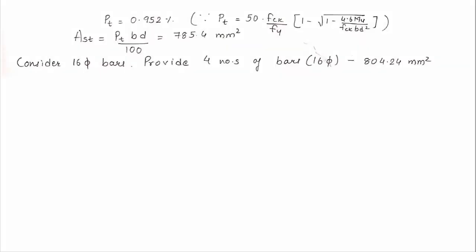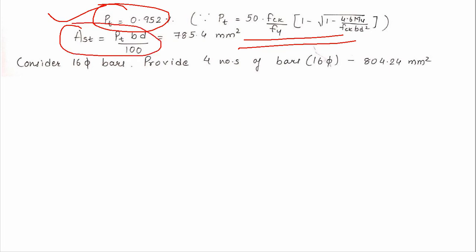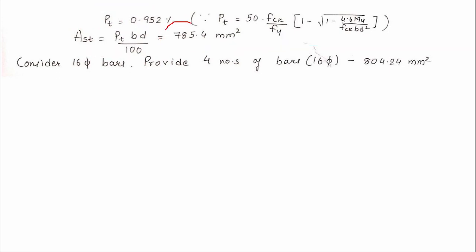So the next step will be to find PT. PT from which equation? We have already seen this: 50 FCK by Fy times 1 minus under root 1 minus 4.6 mu upon FCK BD square. From there we will be getting the value of PT, which comes out to be 0.952%. Now substituting this value of PT in this equation, that is AST equal to PTBD by 100, we are getting a value 785.4. Again we are getting this value 785.4 mm square.